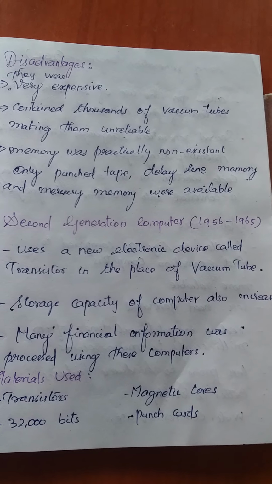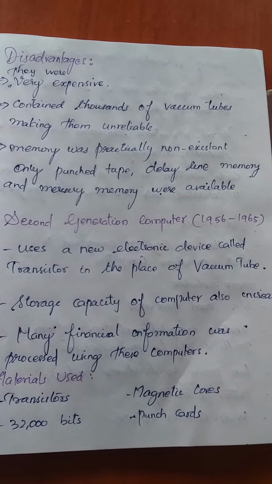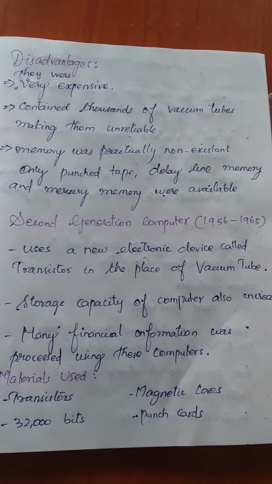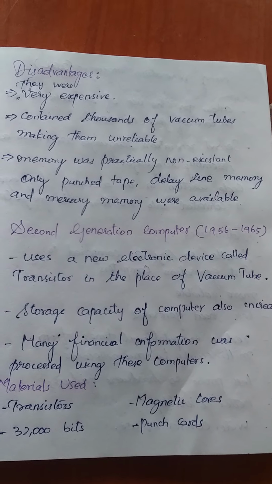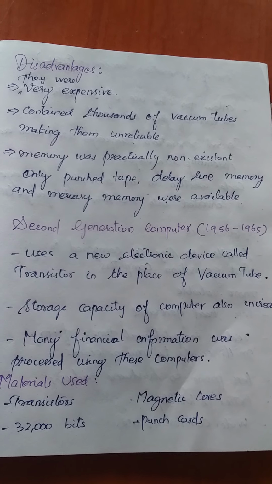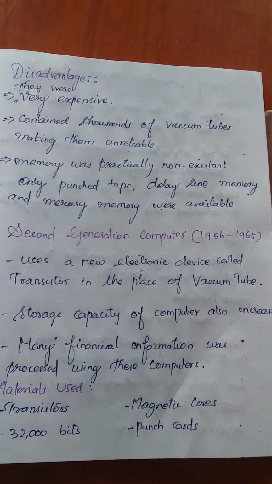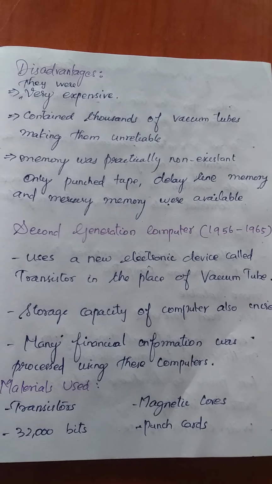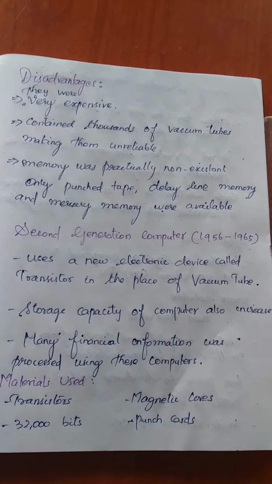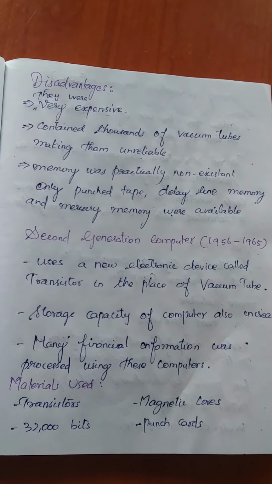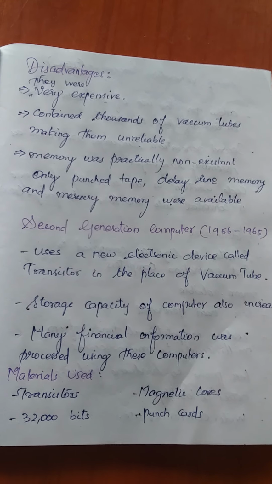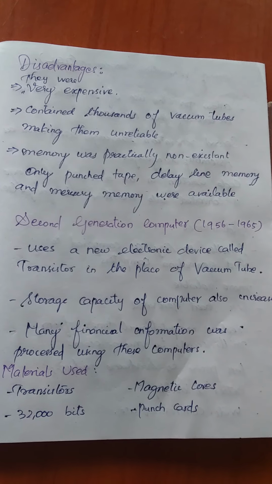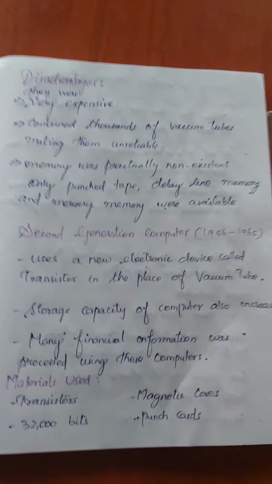And the next one is the second generation computers. Because of the problems faced in the first generation computers, the second generation computers were introduced. The electronic device vacuum tube was replaced by the transistor, and storage capacity increased. It could also be used for financial information processing.